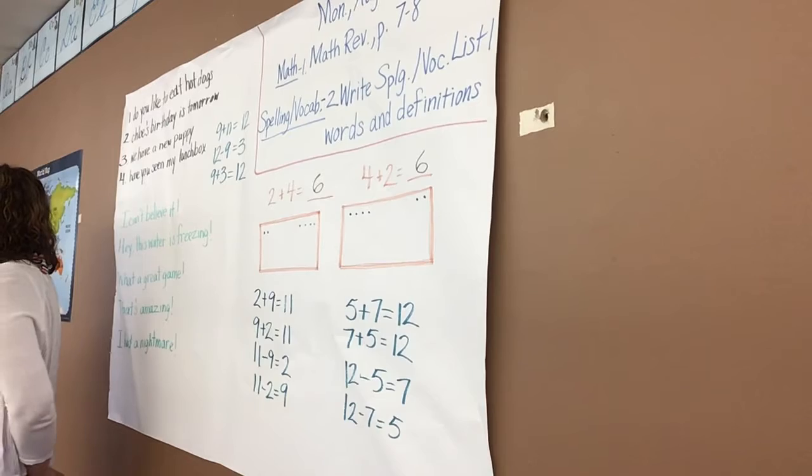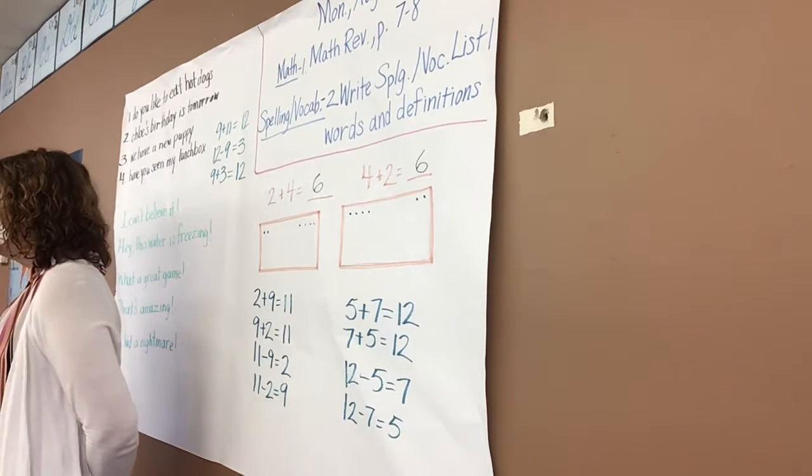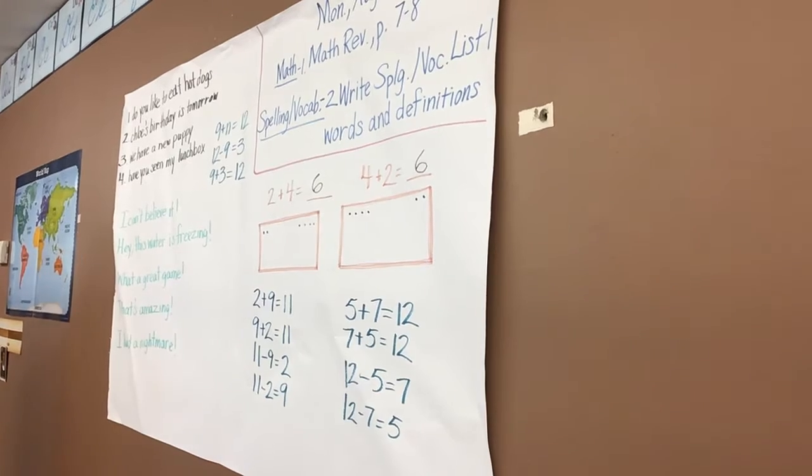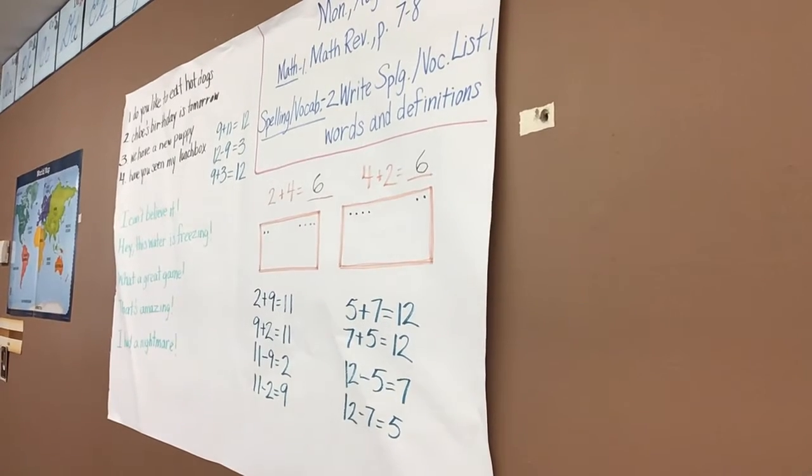All right, now we're ready for the subtraction. So what are we going to start with? 12. Start with the 12. 12 minus 9, or minus 3, equals 9. And 12 minus 9 equals 3.